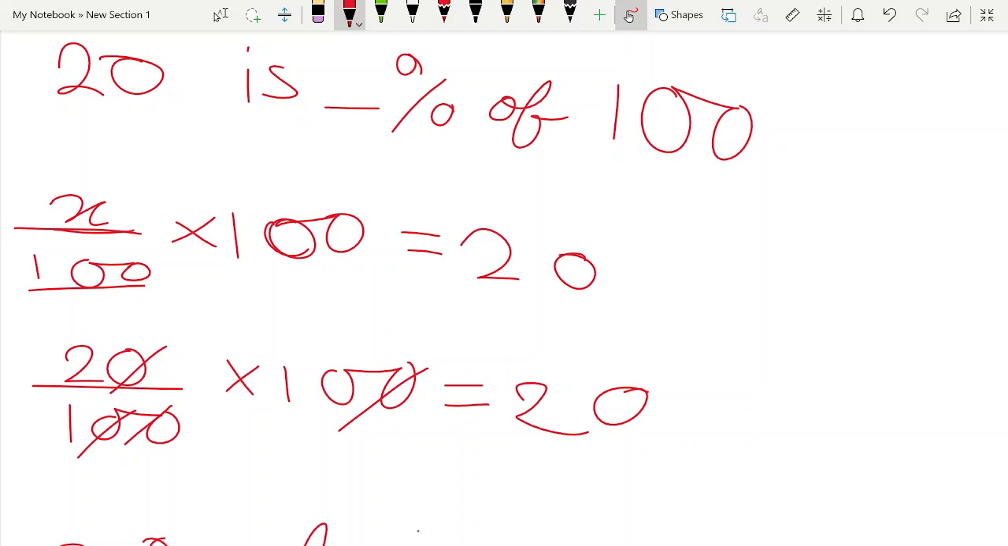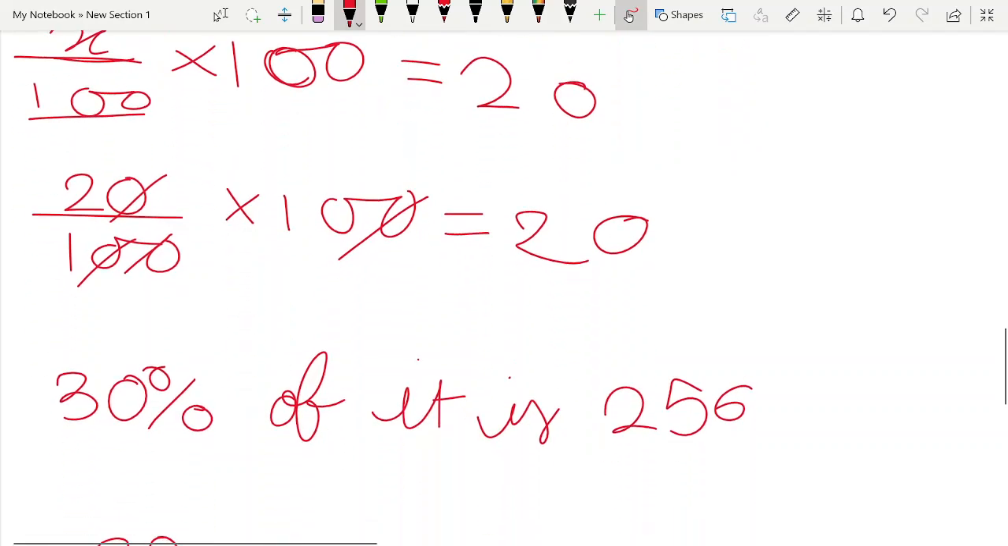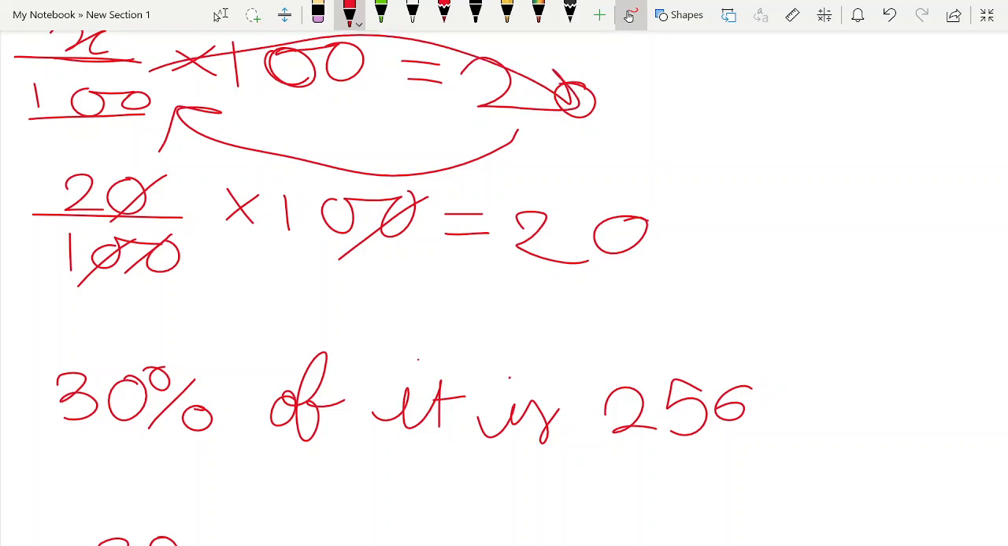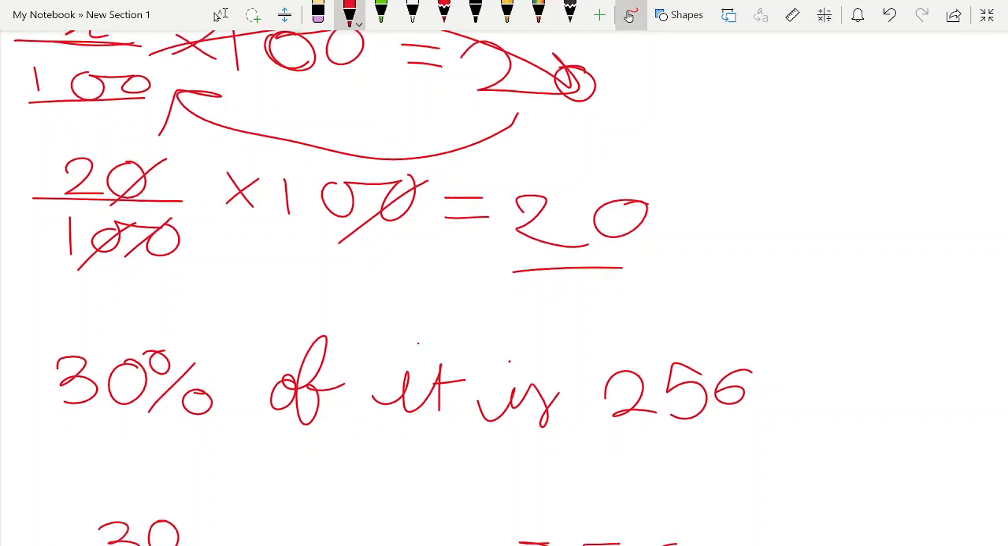But when you don't know the X, you want it to come on one side. So when this X comes over here, then our 20 goes over there. So it's going to be 20 by 100 times 100. We cross out the zeros and it's going to be 20. So 20% of 100 is equal to 20.